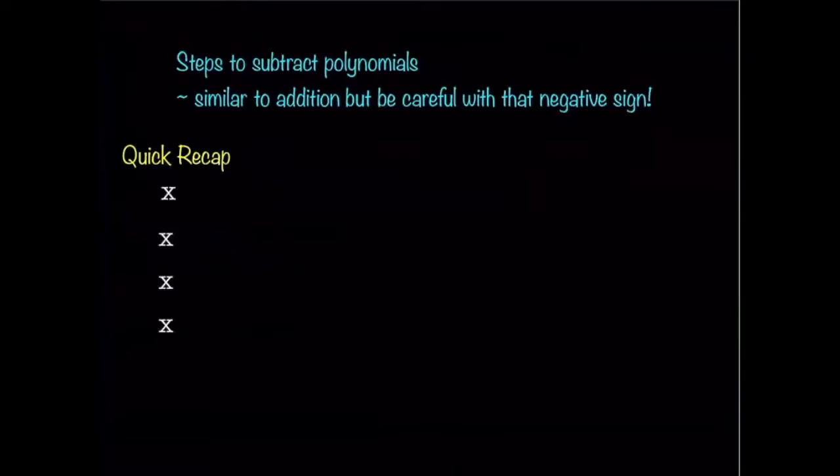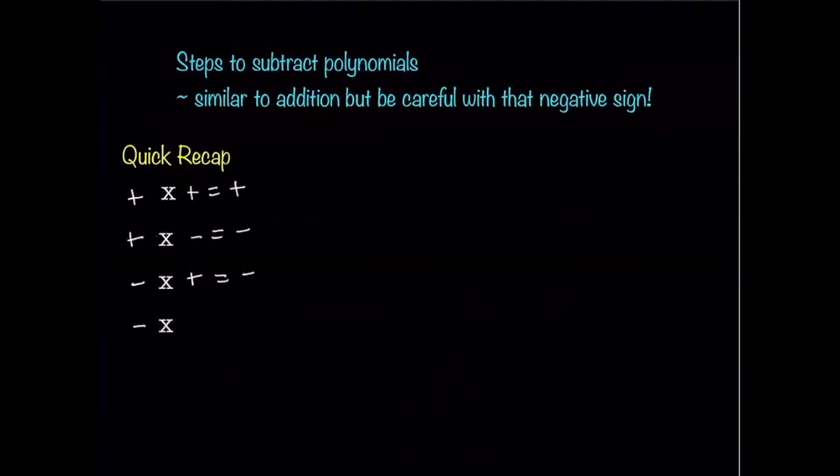Now, when you want to subtract polynomials, it is similar steps to adding polynomials, but you have to be careful because of the negative sign. So just a quick recap of what happens when signs are multiplied together. Positive multiplied by positive still gives you a positive number. A positive number multiplied by a negative number will give you a negative number. A negative number multiplied by a positive number will give you a negative number. And then a negative number multiplied by a negative number will give you a positive number.